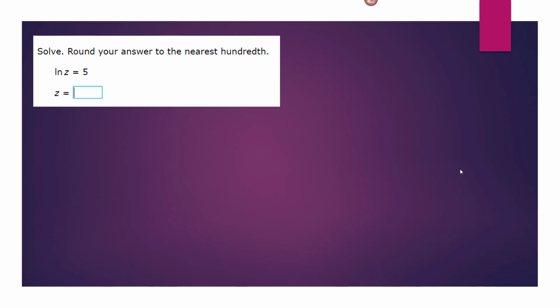Okay, here's another one. We're looking at natural log of z, and in this one, our base is e. So we're going to take e and raise it to the 5th power, and then that's going to be equal to z. So we get z is equal to e to the fifth, and we'll use our calculator to find out what e to the fifth is. We get z is equal to 148.41.